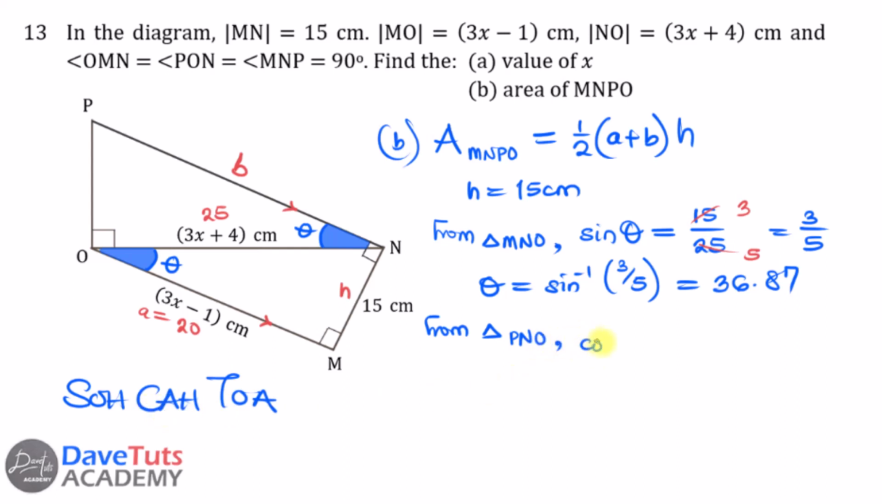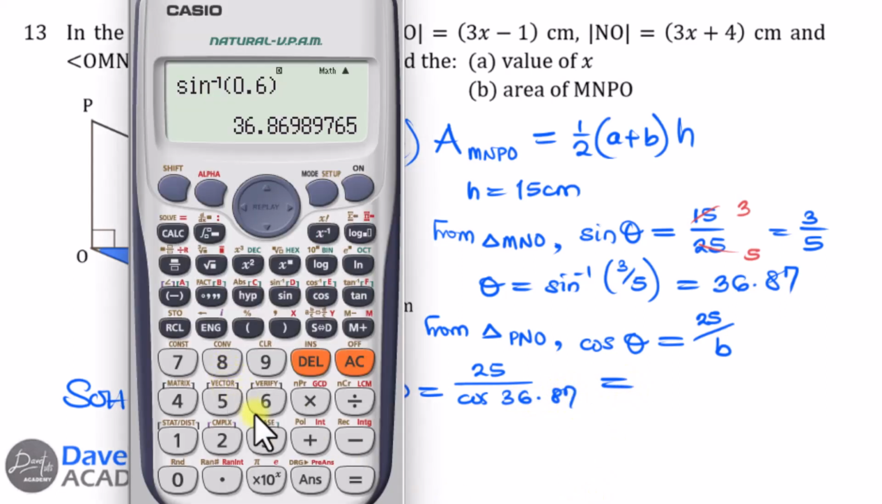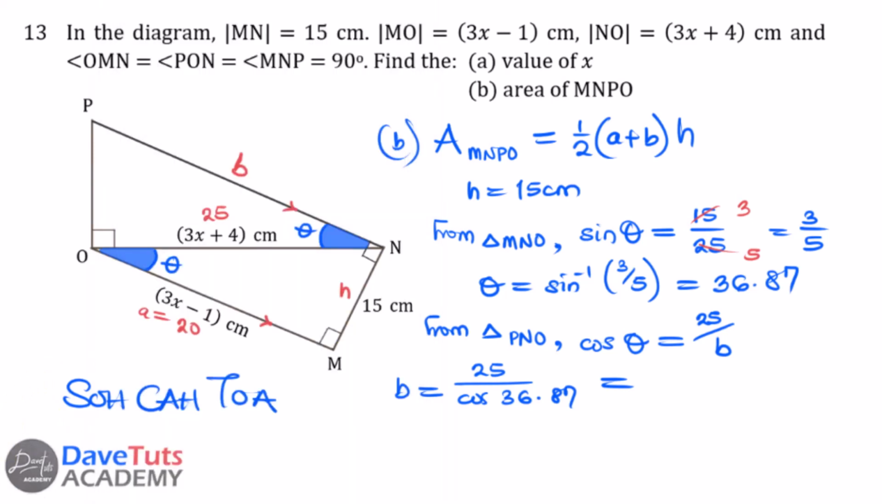So I can say cos theta is going to give me the adjacent, which is 25, over the hypotenuse, which is B that I'm looking for, such that B is nothing but 25 over cos 36.87, which is the value for theta. So I can take my calculator to say 25 divided by the cosine of the answer that we just got. And what's that going to give us? This is 125 over 4, or 31.25. So here I can say this is 31.25 centimeters.